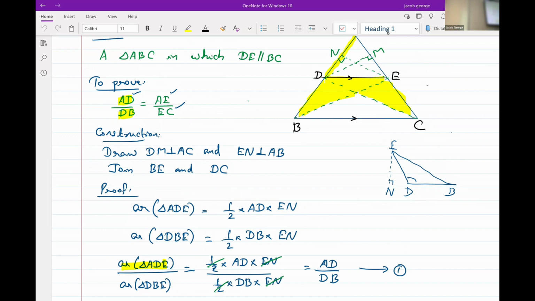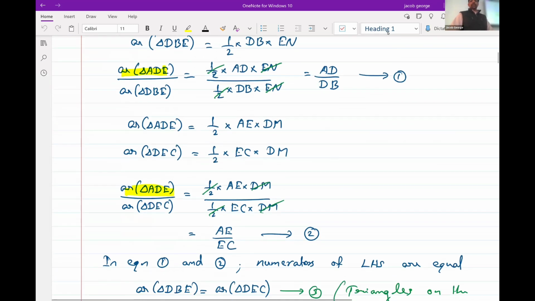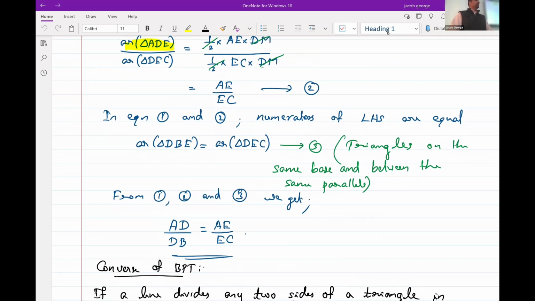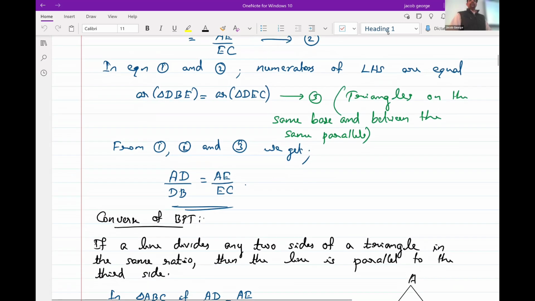What is the same base? DE, and between the same parallels. What are the parallels? DE and BC. So these are triangles on the same base DE and between the same parallels. Therefore, their areas are also equal. Clear? So now from 1 and 2 we get AD by DB is equal to AE by EC. All of you understood? Yes. AD by DB is equal to AE by EC, 1, 2 and 3. So this is the complete proof.